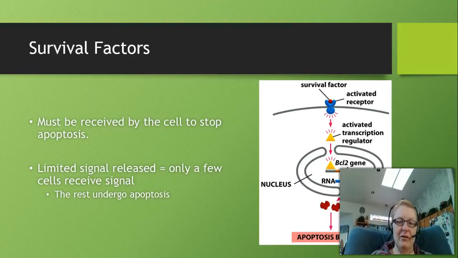So the survival factor is received, it's active, the signal transduction is passed across the membrane, the activated transcription regulator goes and binds the BCL2 gene, makes BCL2, apoptosis is blocked. If this wouldn't happen, then we have that Bax that will then cause apoptosis to occur. And so cells have to receive this signal in order to continue to survive and not undergo apoptosis.